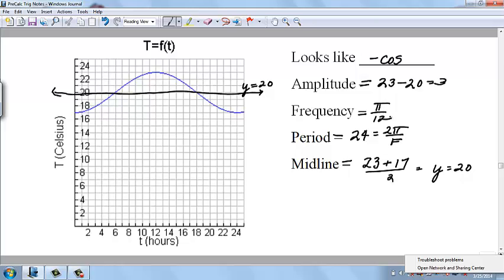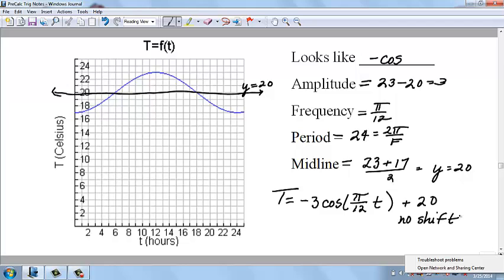So we can actually come up with a formula here. We have the temperature, and it's based on the hours. It's going to be -3, because remember you have to put the inverted there, cosine pi over 12, that's my frequency, little t, plus 20. And there's no shift here, so we don't have to worry about it shifting. It looks just like that on the graph. So you can take something that's real life and do that. Let's practice one more and then we'll call it good.